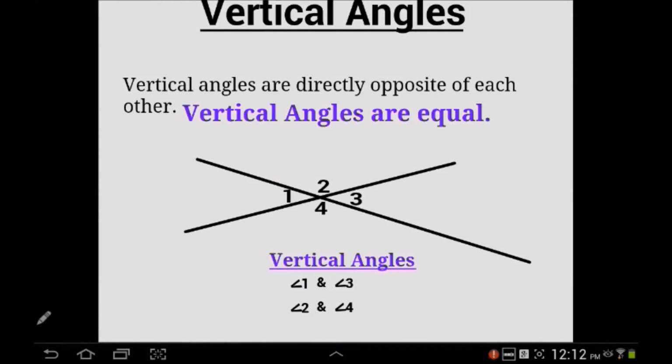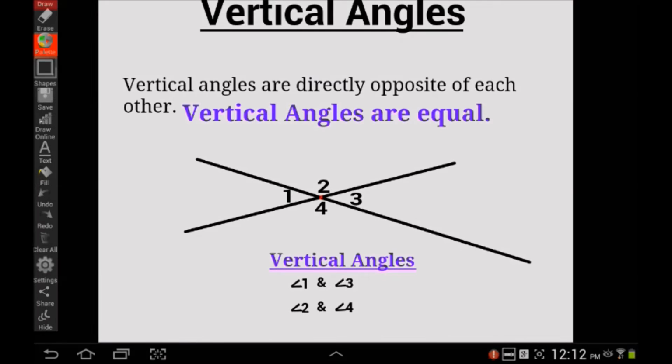Now another thing that might be new to you are these things called vertical angles. Vertical angles have nothing to do with the word vertical. Some of you might understand what the word vertical means. Vertical usually means up and down. Vertical angles have nothing to do with just being up and down. Vertical angles have more to do with the vertex. The vertex of an angle is where the angles start, where the lines cross. That's called the vertex. More than one vertex is called a vertice, so you could call them vertices.